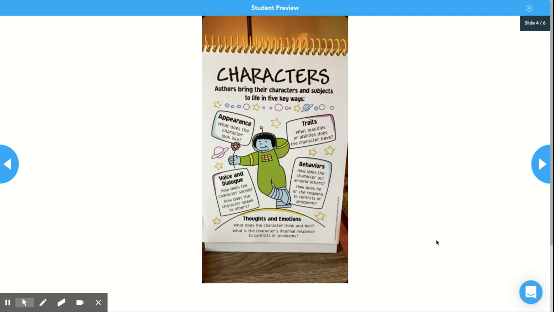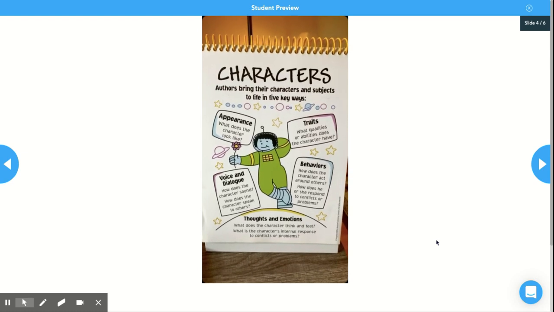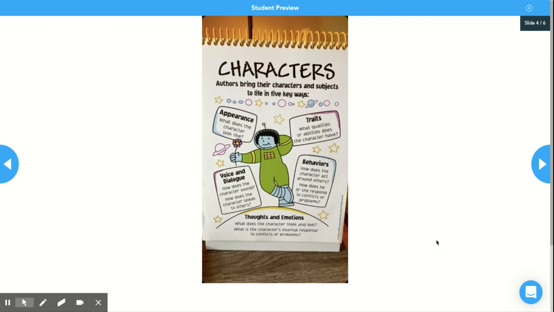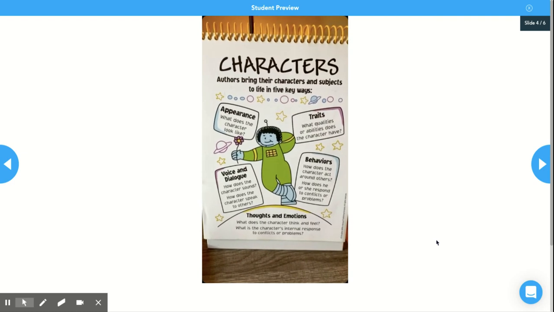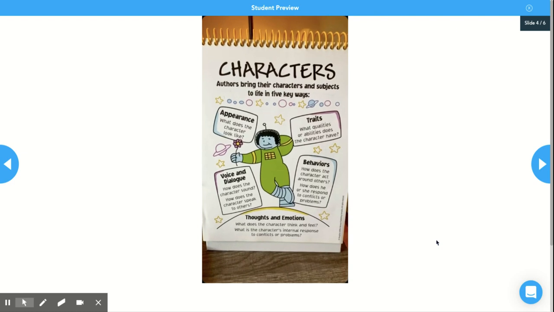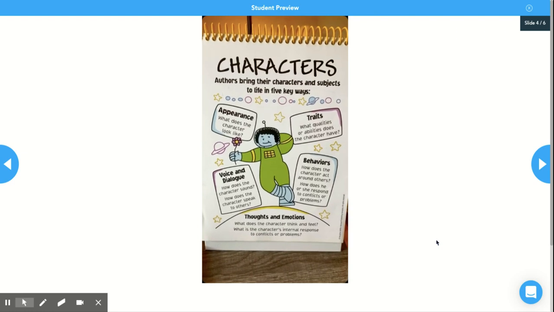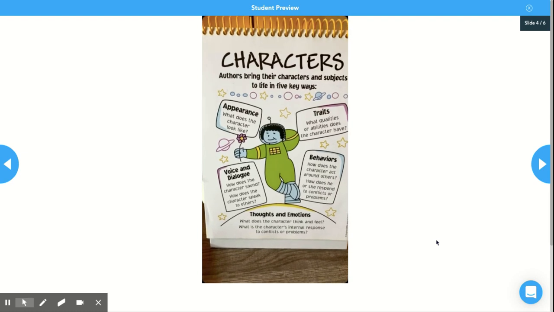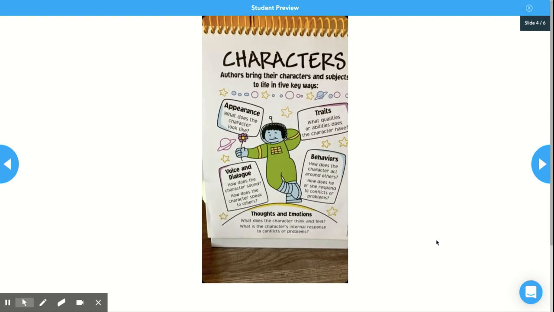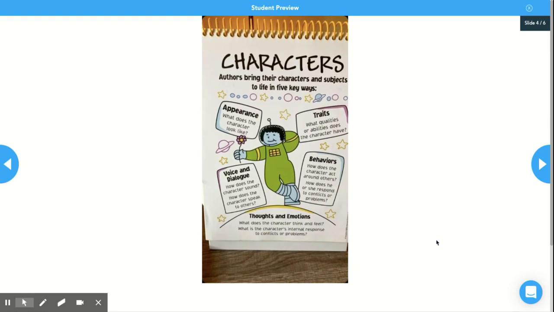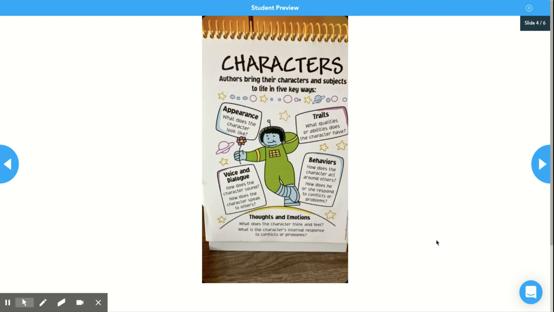Authors bring their characters and subjects to life in 5 key ways. So today we're going to look at these 5 key ways and how they relate to what the author of Rita Moreno has done. One of the first ways that an author can bring a character or subject to life is by appearance. They will describe what the character looks like. In a biography, the person is real, so they can specifically describe the real person.